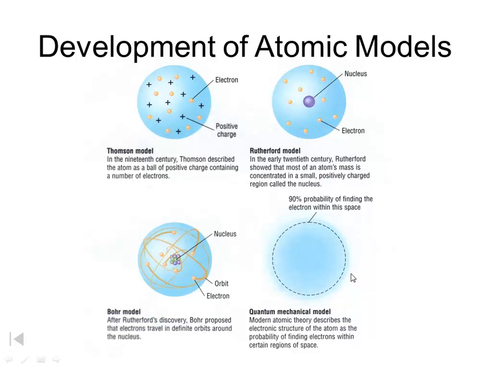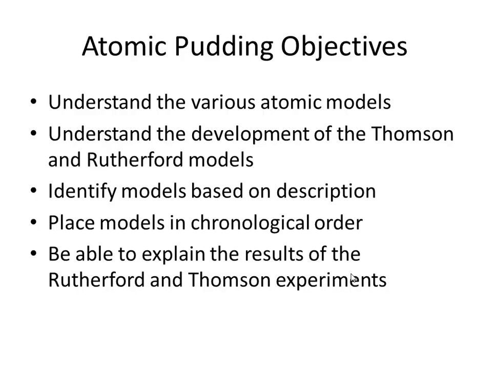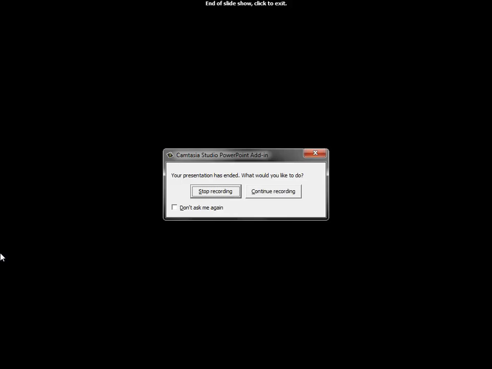But that's it. Just take a look at our objectives again. We should understand these models. We should be able to reason the development of the Thompson and Rutherford models, the chocolate chip cookie model and the nuclear model. If you got a description, you should be able to look back and tell me what model you're referring to. We should be able to put them in order of time and explain the results of the Thompson and Rutherford experiments. And we are done, guys.